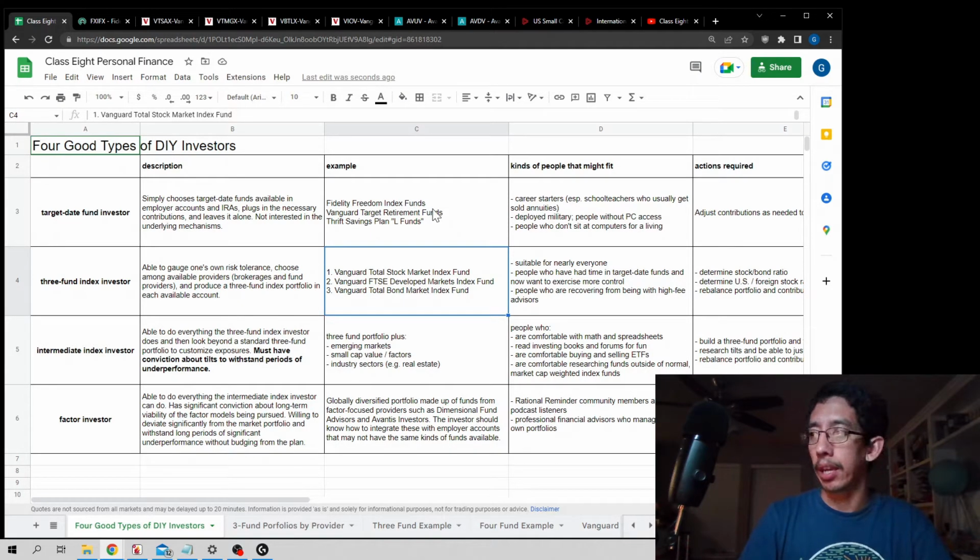I was just telling a guy who just went out with the military for the first time, you know what? Just plug into the Thrift Savings Plan and pick the yellow fund. I didn't want to give him a whole lecture on fund portfolios or anything like that. Just pick the yellow fund.